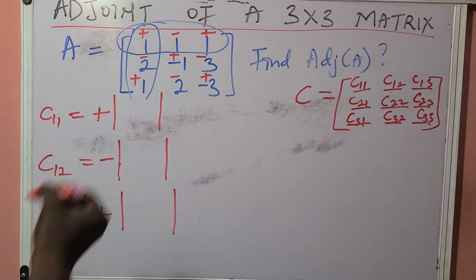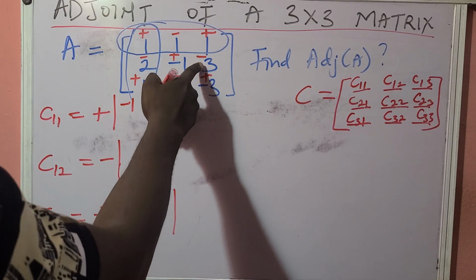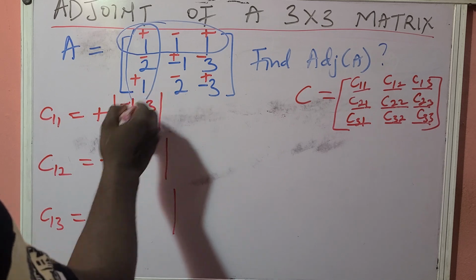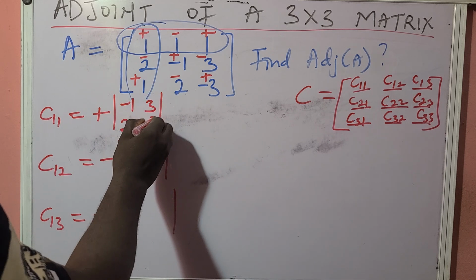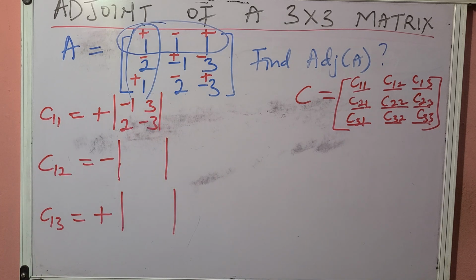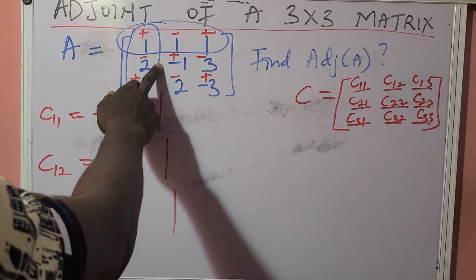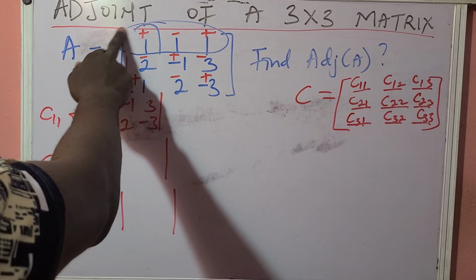That will be -1, 3, 2, and -3. So that is how you go about this. So let's try and pick for C21 and see what we're going to get from there.